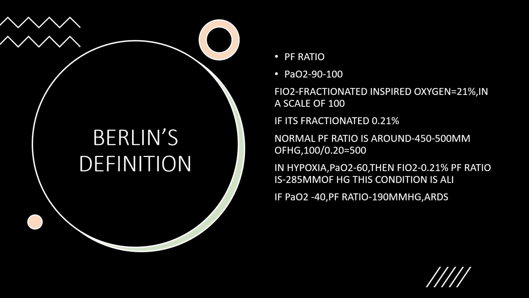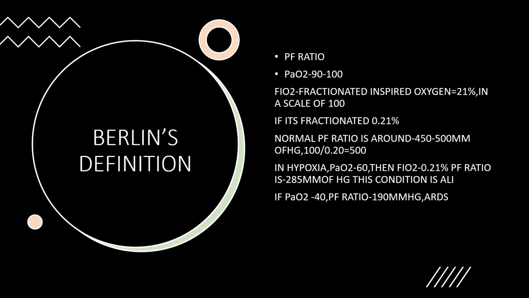Next, we will see what Berlin's definition is. Berlin's definition clearly explains the PF ratio. PF ratio means the ratio of the partial pressure of oxygen and the FiO2. The normal PaO2, partial pressure of oxygen, is 90 to 100, and FiO2 means fractional inspired oxygen. In the air we get 21%, that is on a scale of 100. If it's fractionated, it will be 0.21. So the normal PF ratio is around 450 to 500 mm of Hg.